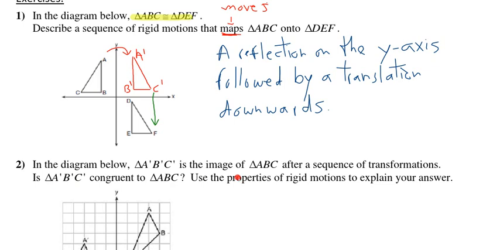I would say to justify, you need to mention here the properties of rigid motions. You have to use those two properties in the explanation. So you use the properties of rigid motions here to justify your answer.